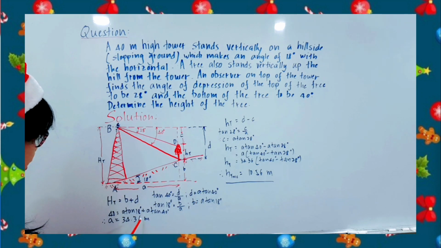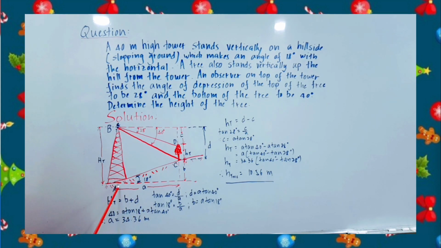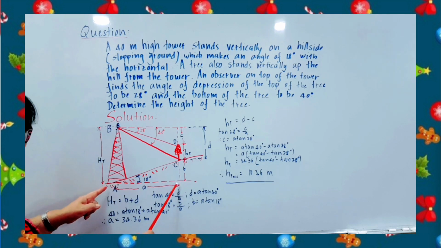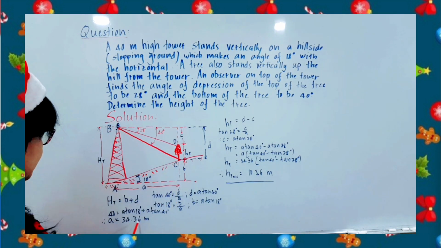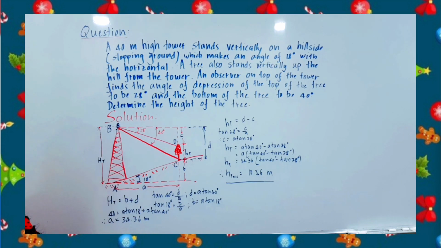Substituting all this one here, plus the height of the tower, which is 40 meter, therefore, A, which is the distance from A to C, is equal to 34.36 meters. So, meron na tayong A dito. Distance from this one to this one, which is equal to 34.36 meter.